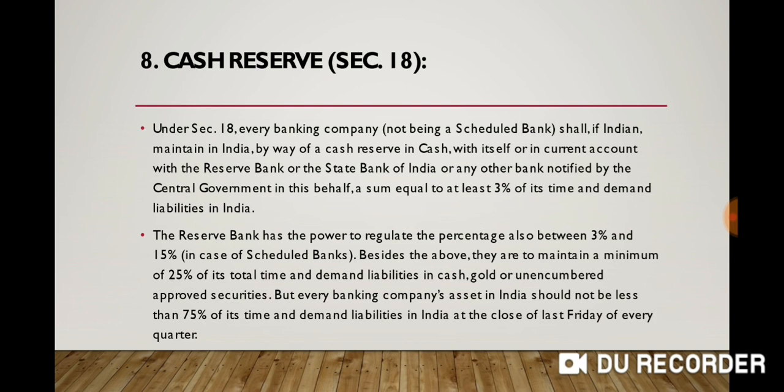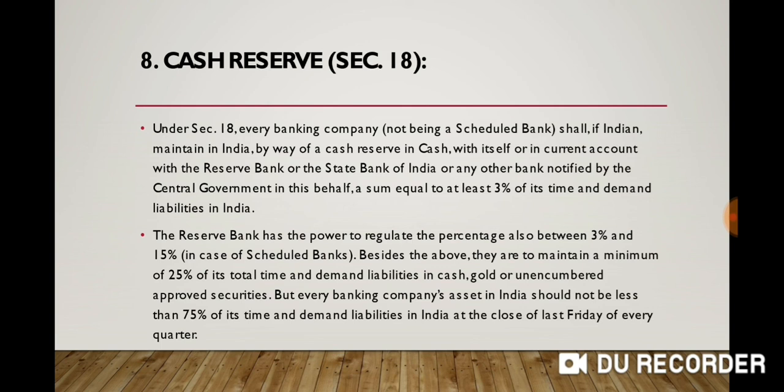Eighth is cash reserve. Under Section 18 of the Banking Regulation Act, every banking company not being a scheduled bank shall, if Indian, maintain in India by way of a cash reserve, in cash with itself or in current account with the Reserve Bank or the State Bank of India or any other bank notified by the Central Government on its behalf, a sum equal to at least 3% of its time and demand liabilities in India. The Reserve Bank has the power to regulate the percentage between 3% and 15% in case of scheduled banks.